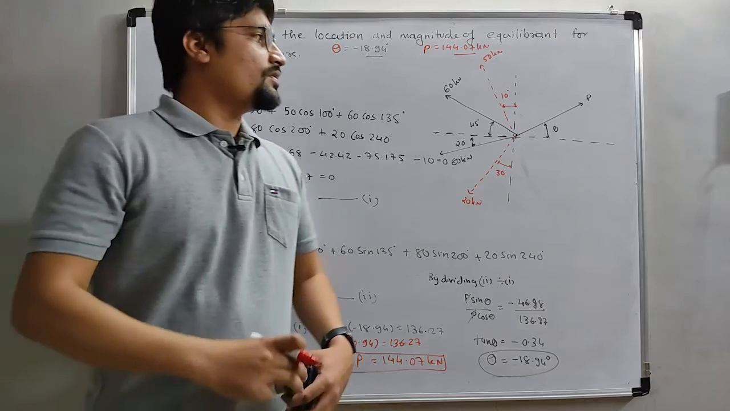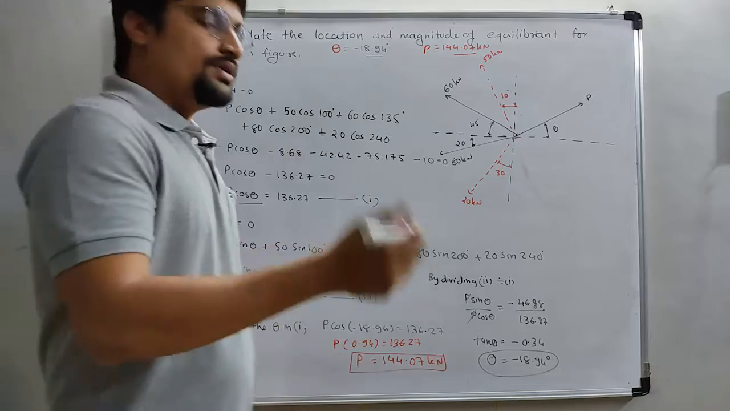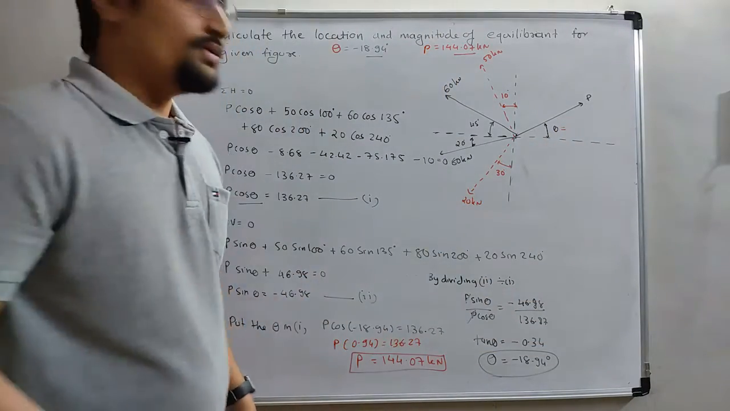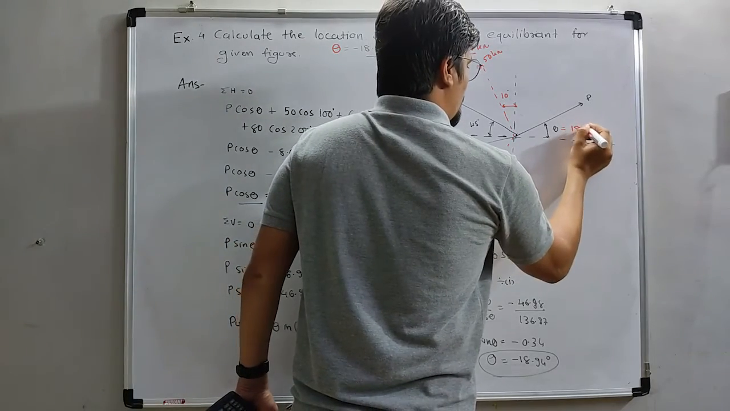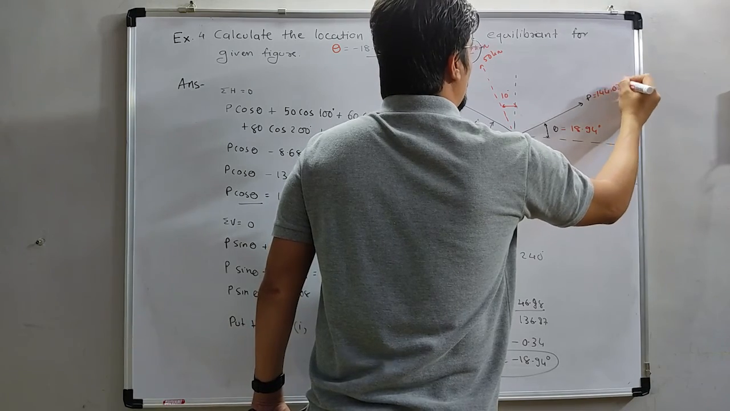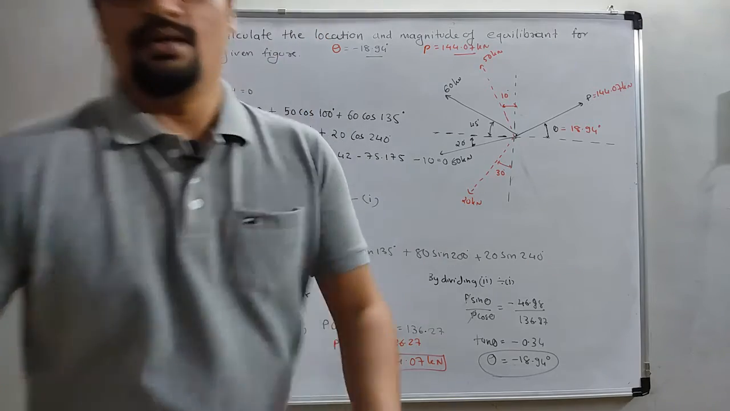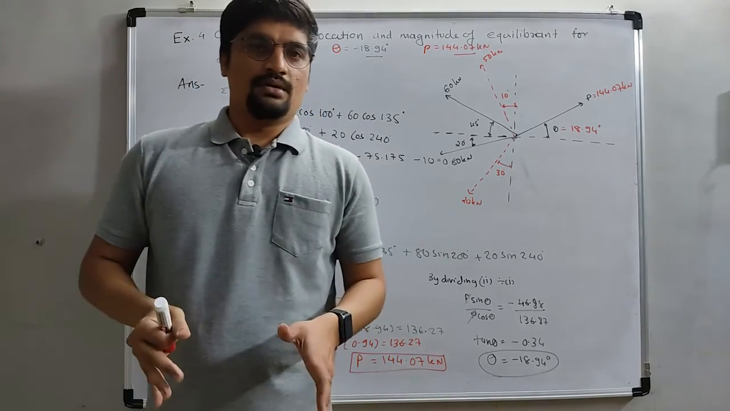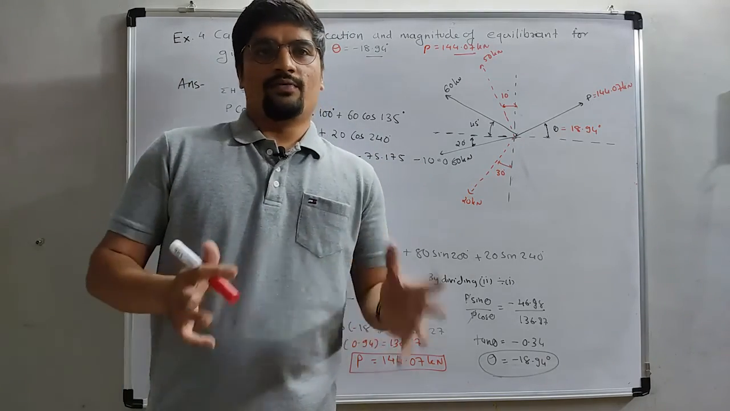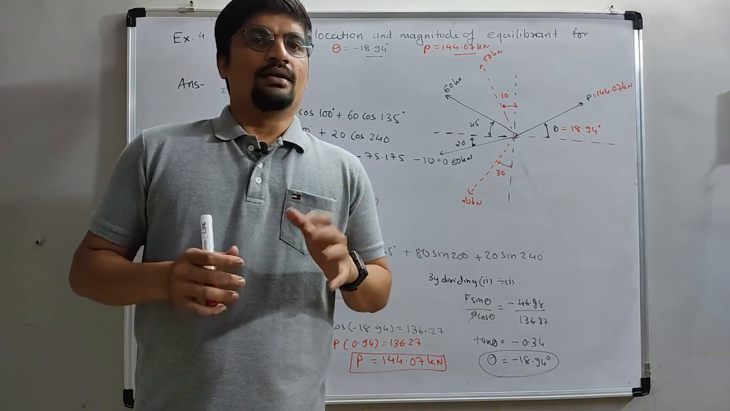Here the location and the magnitude are given. We only need to find the values, so we don't need to find in which quadrant this value comes. So theta is equal to 18.94 degrees and P is equal to 144.07 kilonewton. So this is the method, law of resolution. By using this method, you can find the resultant of more than two concurrent forces acting at a point. Okay, so that's it.